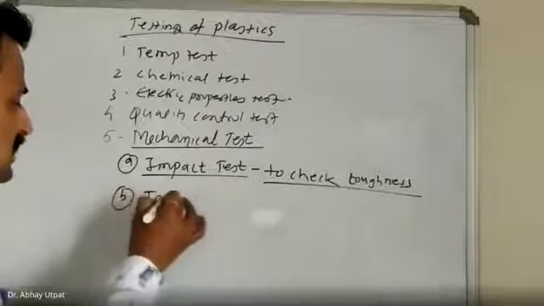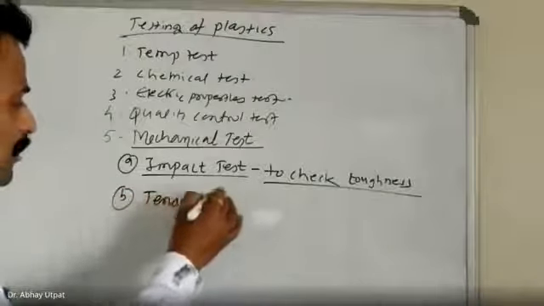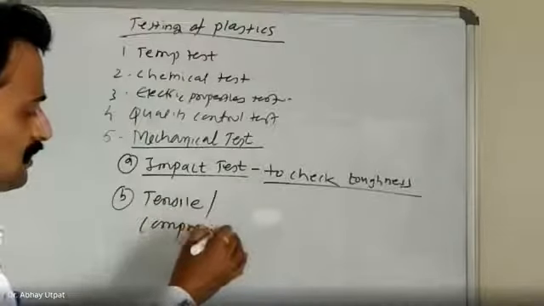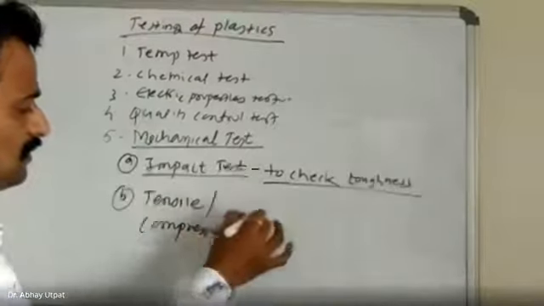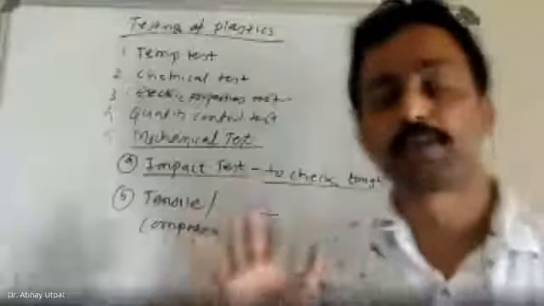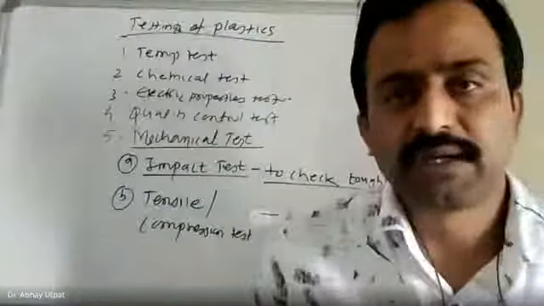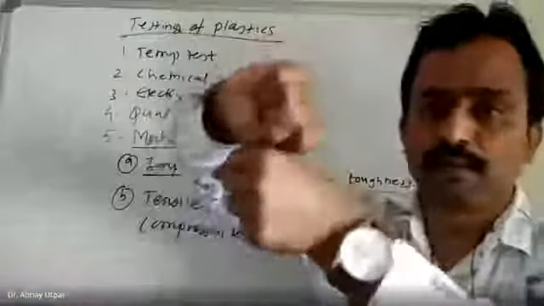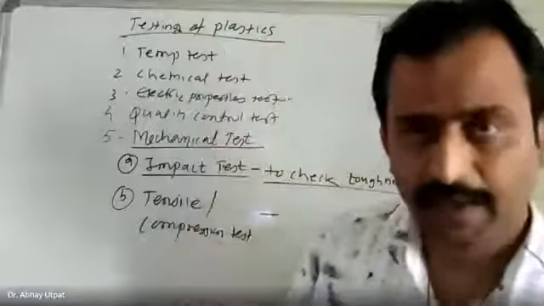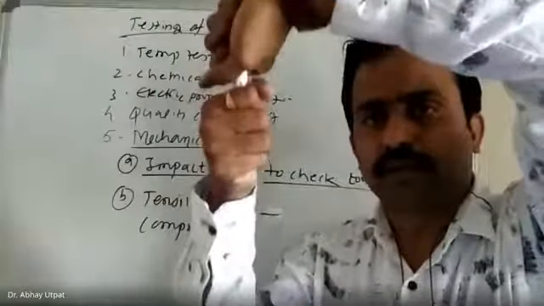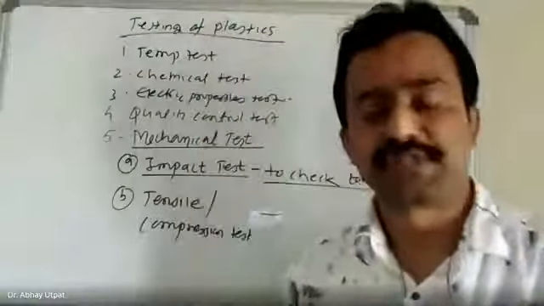Tensile test, compression test. The tensile test is used for this kind of testing. You have seen the UTM, Universal Testing Machine, in 3rd year. In the UTM, a metallic component was fitted and then elongated in this way.